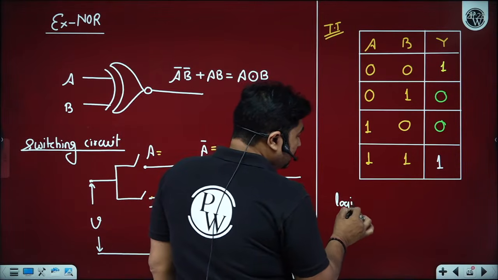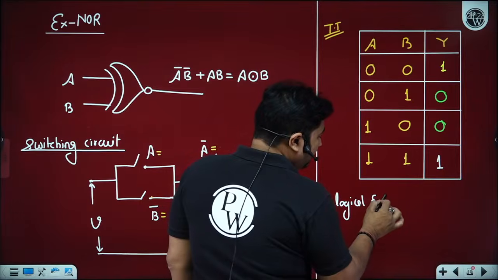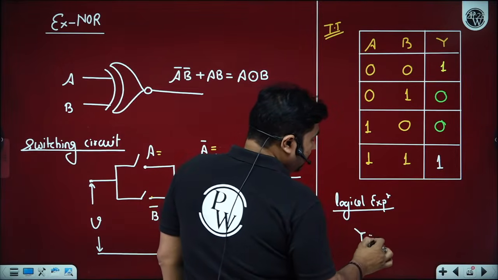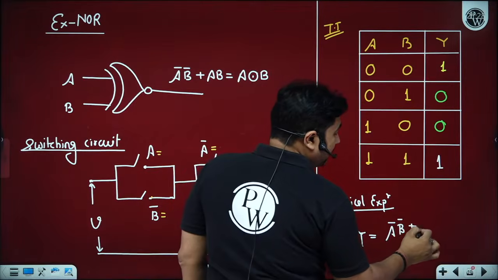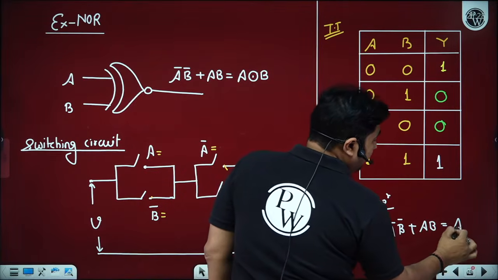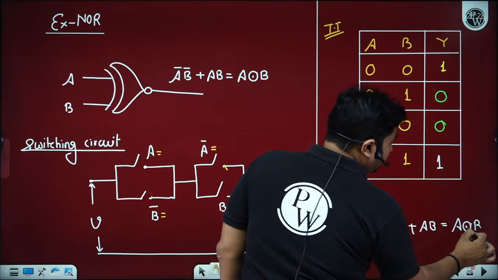So what is the logical expression? Please observe. The logical expression of y will become, by using SOP, we can write A bar B bar plus AB. This will be indicated with A XNOR B.